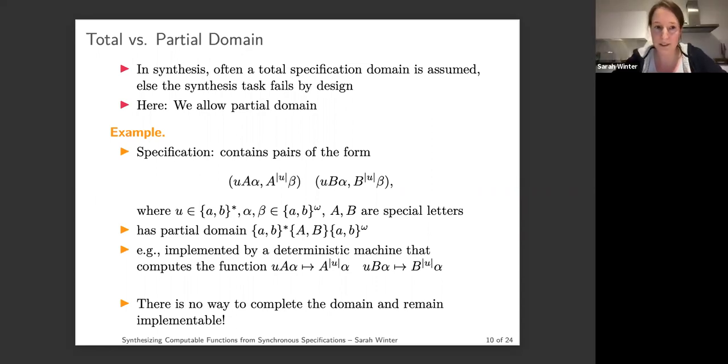Yeah, I've not presented results in this talk, but we also studied if we just want to synthesize a uniformly continuous function. And in that case, it also turns out that you only need to wait a finite amount of time when it's implementable. So is that saying uniformly continuous is the same as total domain? Yeah, I think in that case, if it's implementable by a uniformly continuous function, then you could make the domain total and it would also be implementable. Yeah, thanks.